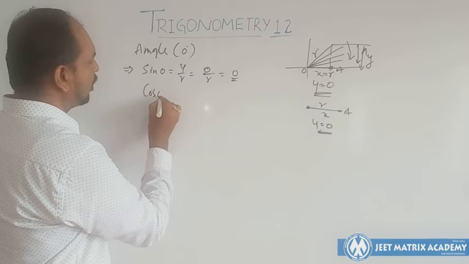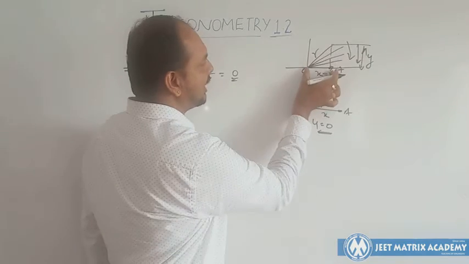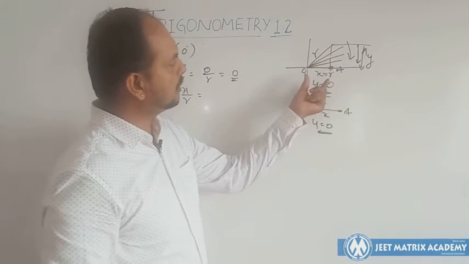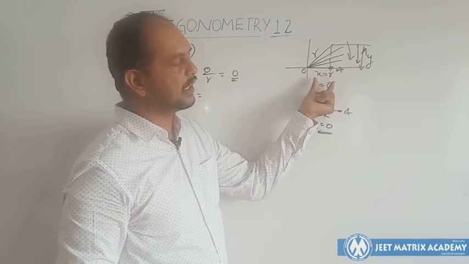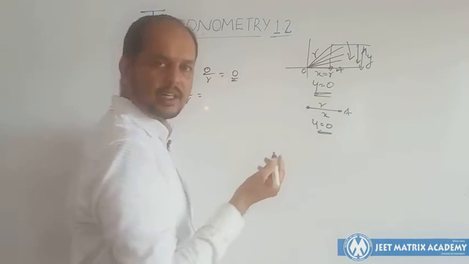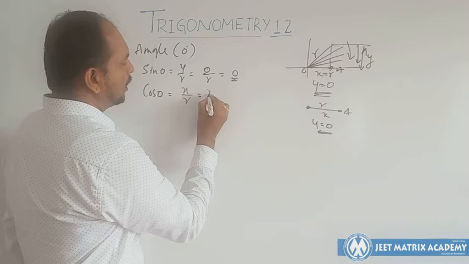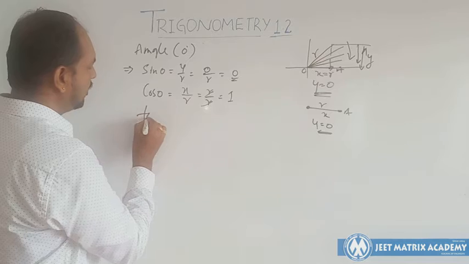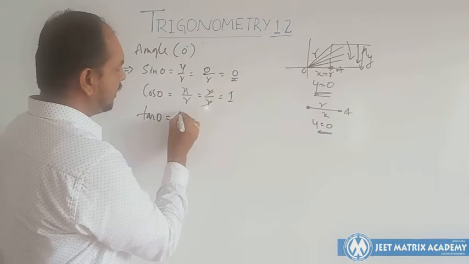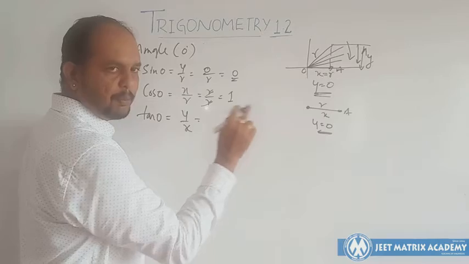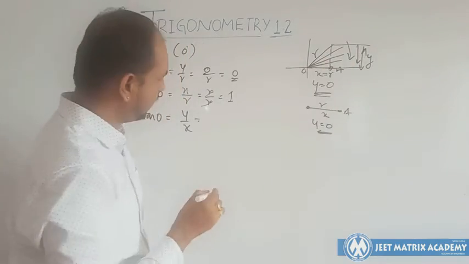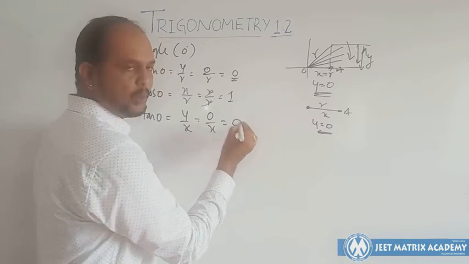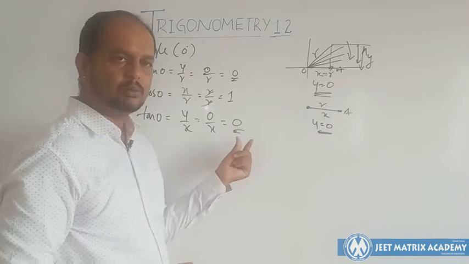Similarly, cos 0. Cos 0, what happens? Adjacent side by hypotenuse. Am I right? That is x by r. What about x and r? How do we relate here? So when it is 0, x equal to r. Am I right? So r by r, that is equal to 1. Okay. Similarly, tan 0. That means y by x, opposite side by adjacent side. So y becomes 0, 0 by anything will be 0. Am I right? So this is how you are supposed to remember.